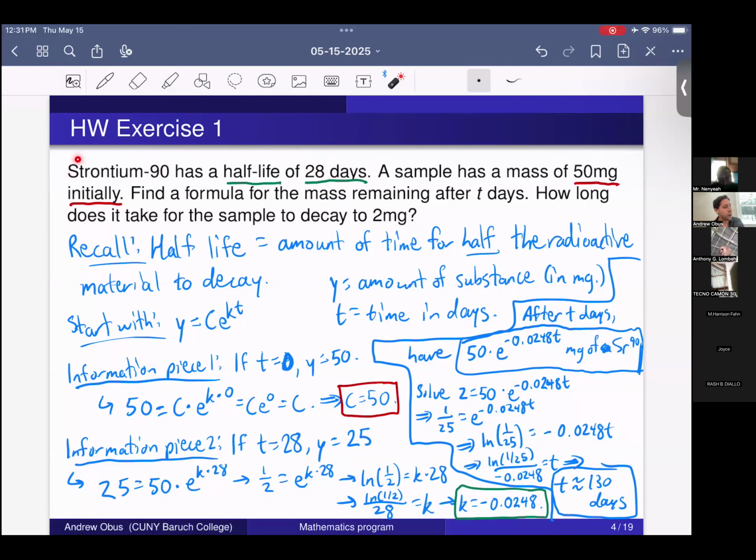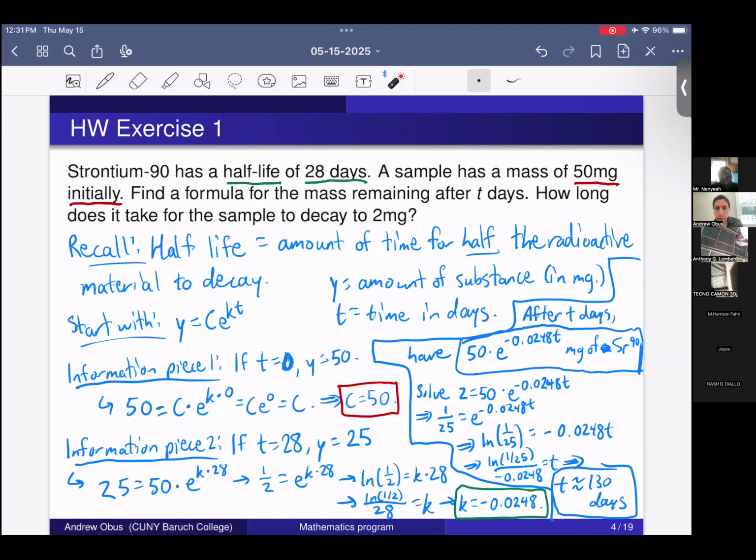If this was a different radioactive substance, it would have a different half-life, right? So 28 days, I just looked this up. 28 days is the half-life of strontium-90. Yeah, 28 days shows up in the information piece too, which is saying that 28 days later, if t is equal to 28, then you've lost half the substance. So that means you have only 25 milligrams instead of 50. So that's where we're using this 28, to punch in here and solve for k.